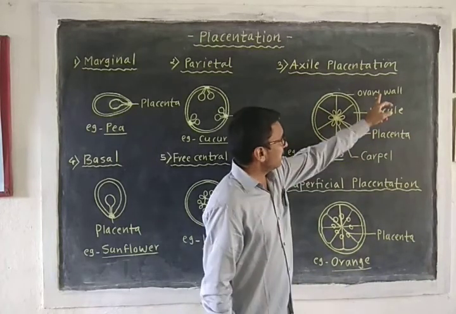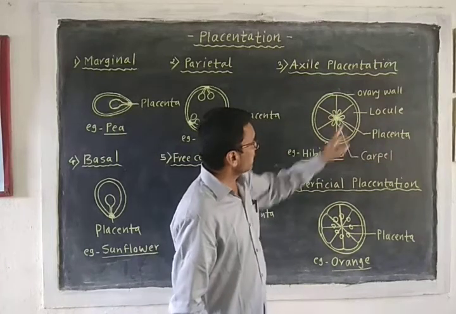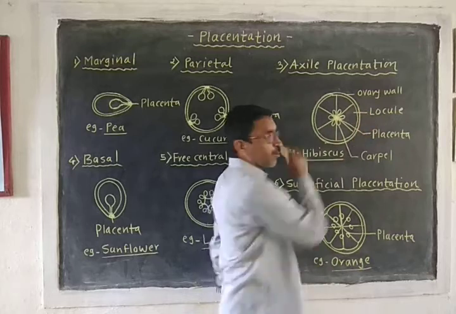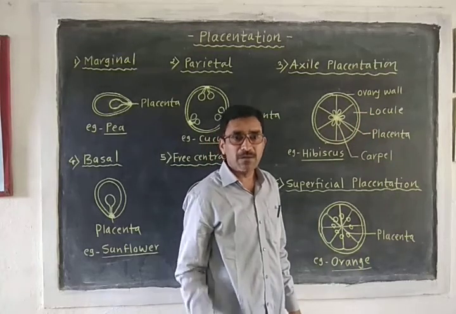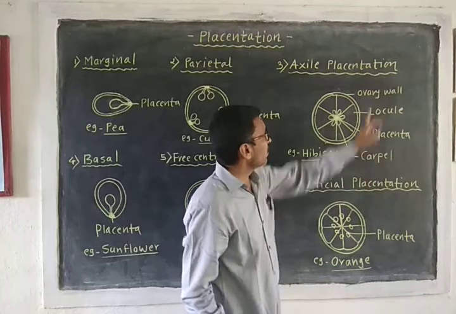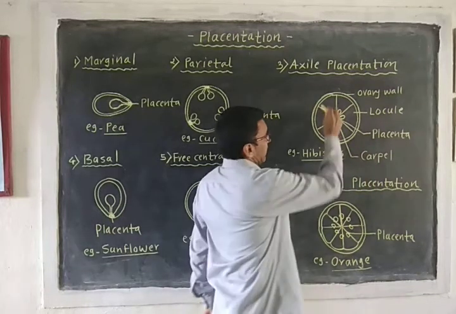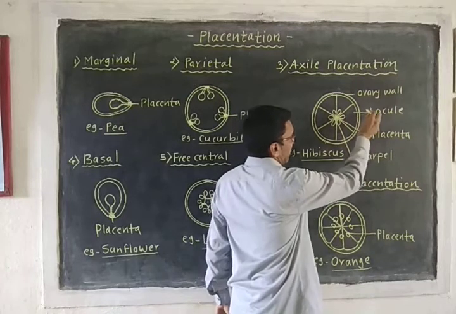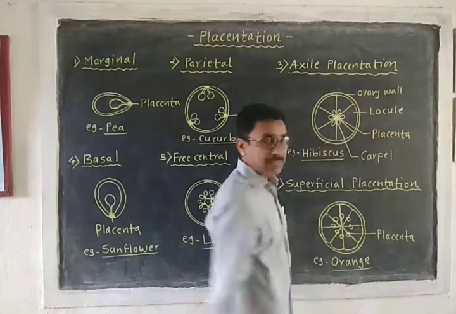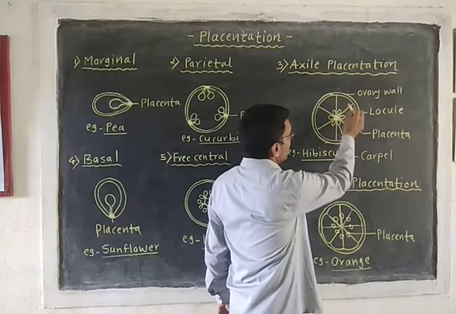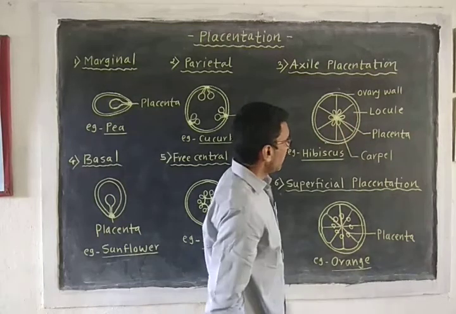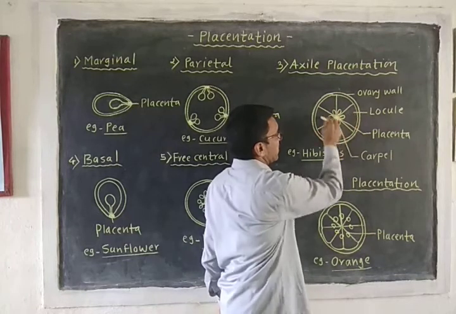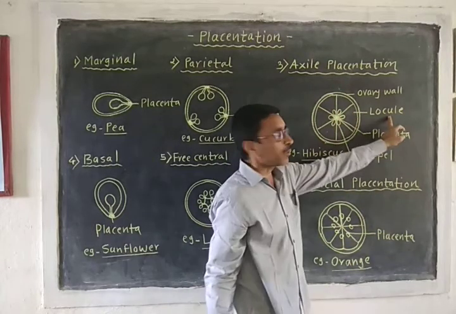Now if we take a transverse section of the ovary, we see these parts. The first is the ovary wall. The outer wall of the ovary is called the ovary wall. Then inside the ovary there are the locule, placenta and carpels. A locule is a chamber, or it is called a compartment. In the ovary there are chambers present. Those chambers are called locules.